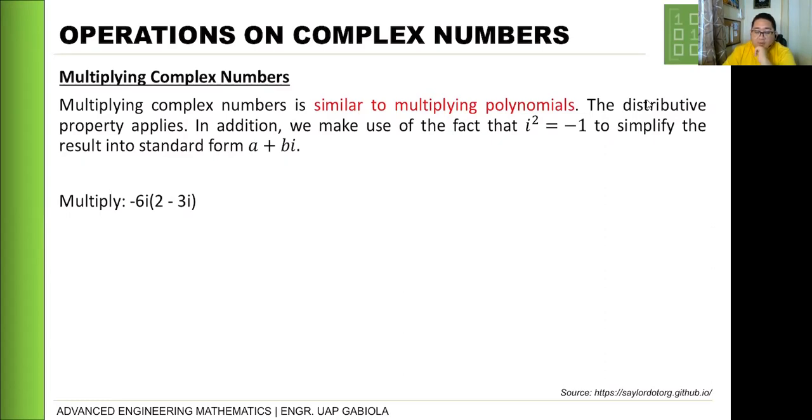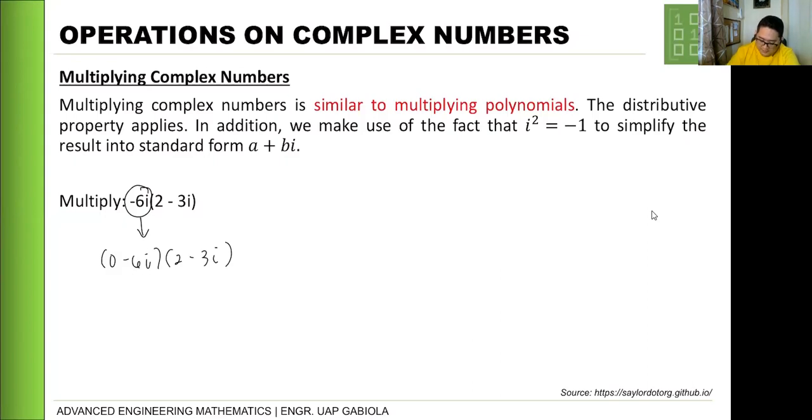So, when we see a singular term na nasa unahan ng ating complex number, we can represent it as 0 minus 6i, no? Times 2 minus 3i. So what we can do is use yung FOIL method natin, no? Kung matatandaan niyo nung sa polynomials. So ano yung FOIL method?